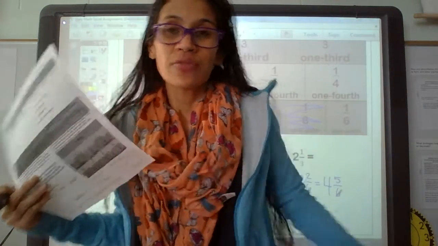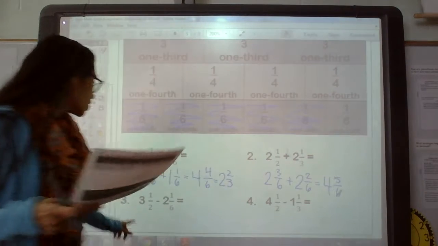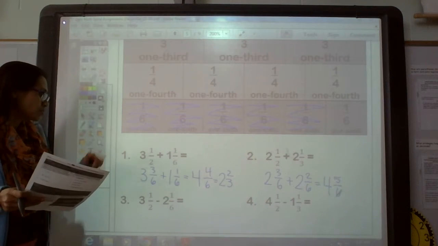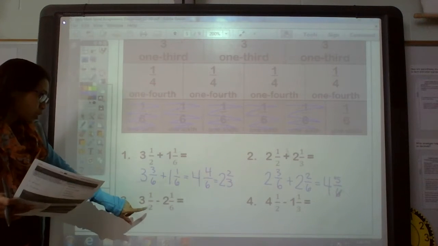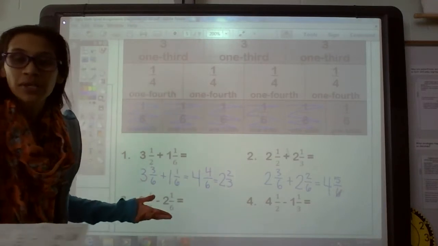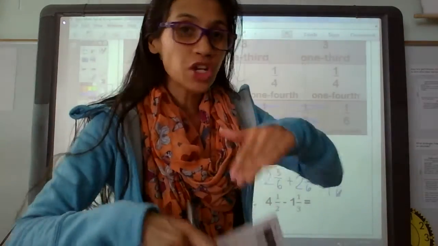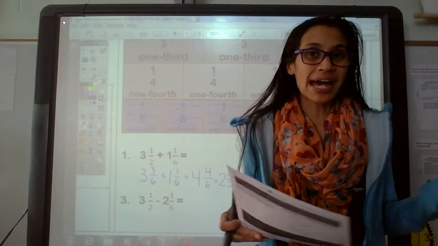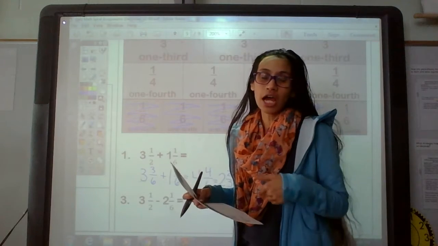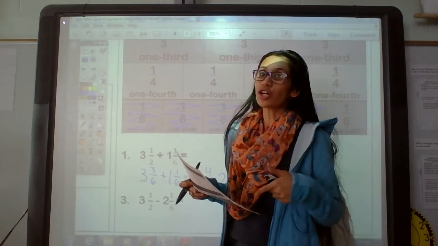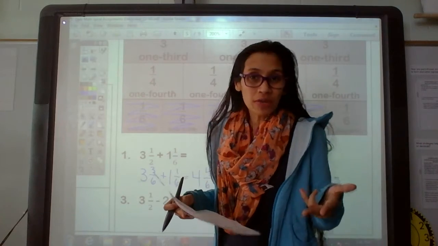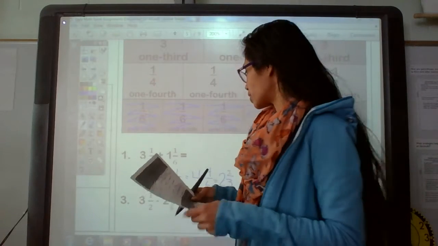Moving on to subtracting mixed numbers. This first one says 3 and 1/2 minus 2 and 1/6. So look, they have different denominators, different numbers underneath the fraction, so we can't just add and subtract that. That's not going to work. But we can convert them into equivalent fractions with the same denominator.